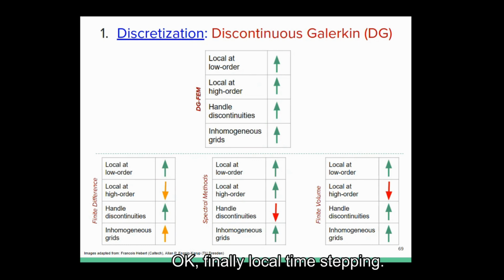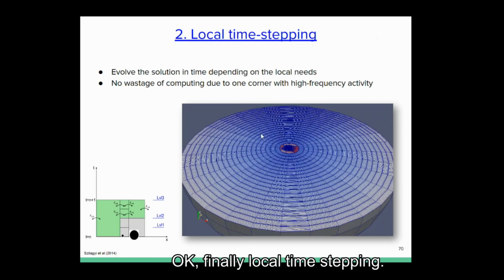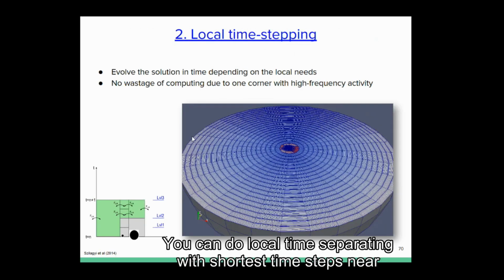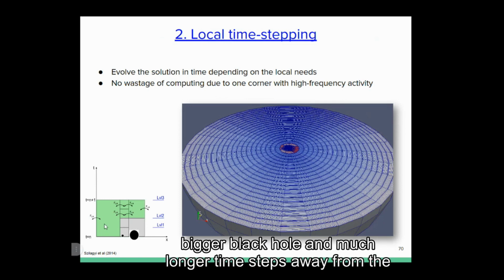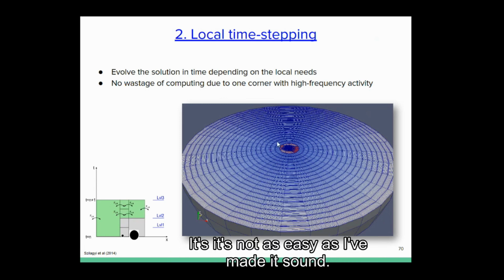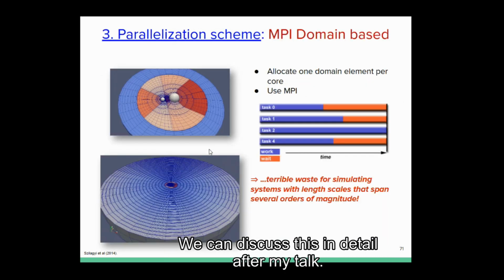Right? Okay. Finally, local time stepping: you can do local time stepping with shorter time steps near the smaller black hole, slightly longer time steps near the bigger black hole, and much longer time steps away from the bigger black hole. It's not as easy as I've made it sound. We can discuss this in detail after my talk.